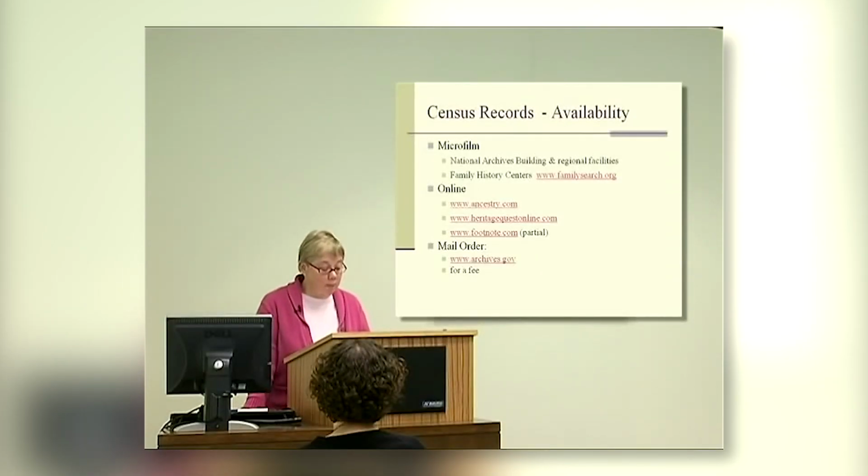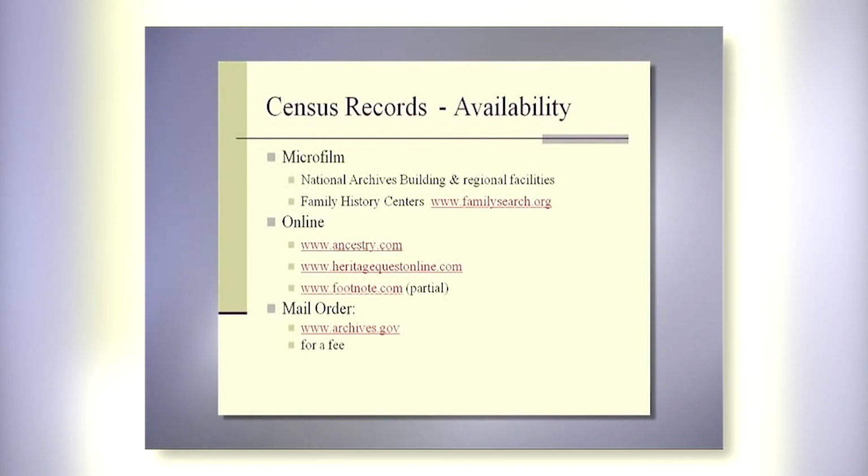These records are available on microfilm at the National Archives building in Washington, D.C., and in some of the regional facilities, but you need to check with each facility to see what they have, if it's on site, how you can get a hold of it. They're online at Ancestry.com, Footnote, which is a partial list, Heritage Quest, and these are available at National Archives facilities free of charge, although they are subscription-based online services. And mail order for a fee, and you can order online at www.archives.gov.